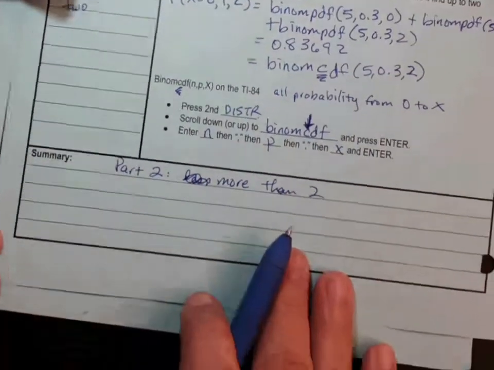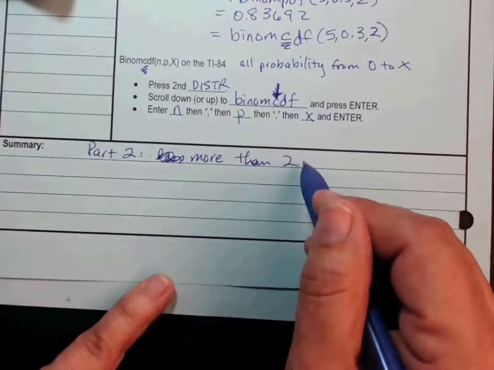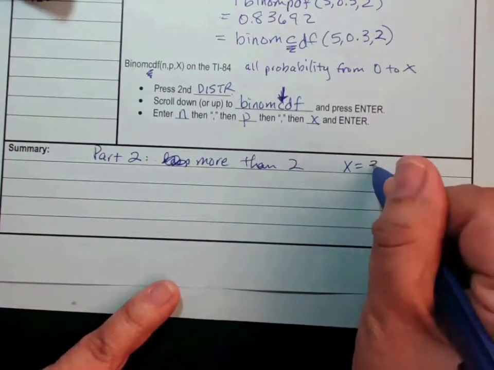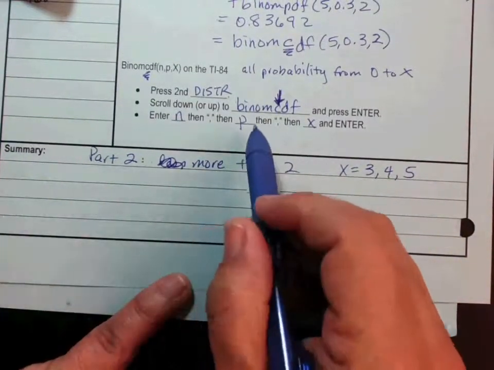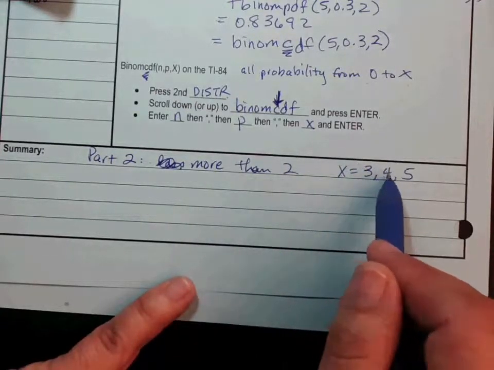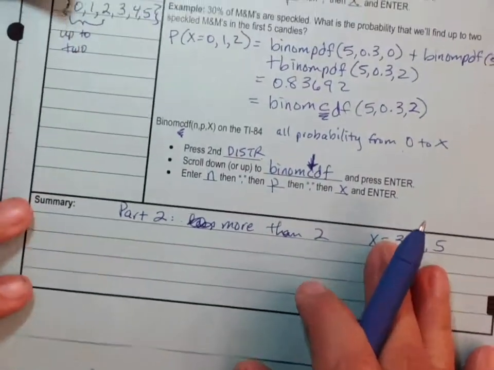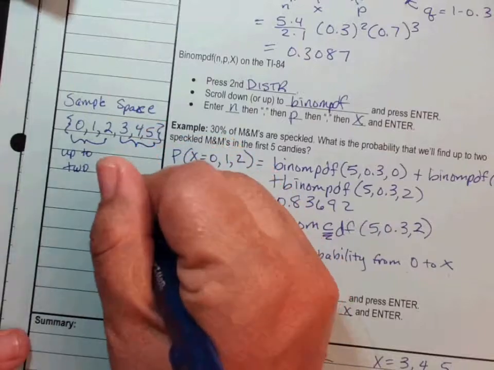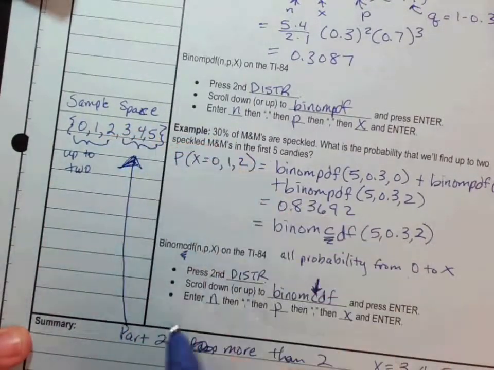Now I'm going to add a part 2 to our notes. Say you have more than 2 speckled candies. So that would be x is equal to 3, 4, or 5. Now, Binom CDF is only from 0 to x, so I cannot put in Binom CDF of 5, subtract 3. That won't work. But let's look at our sample space again. That's this piece of the sample space, right? So that's what that is.